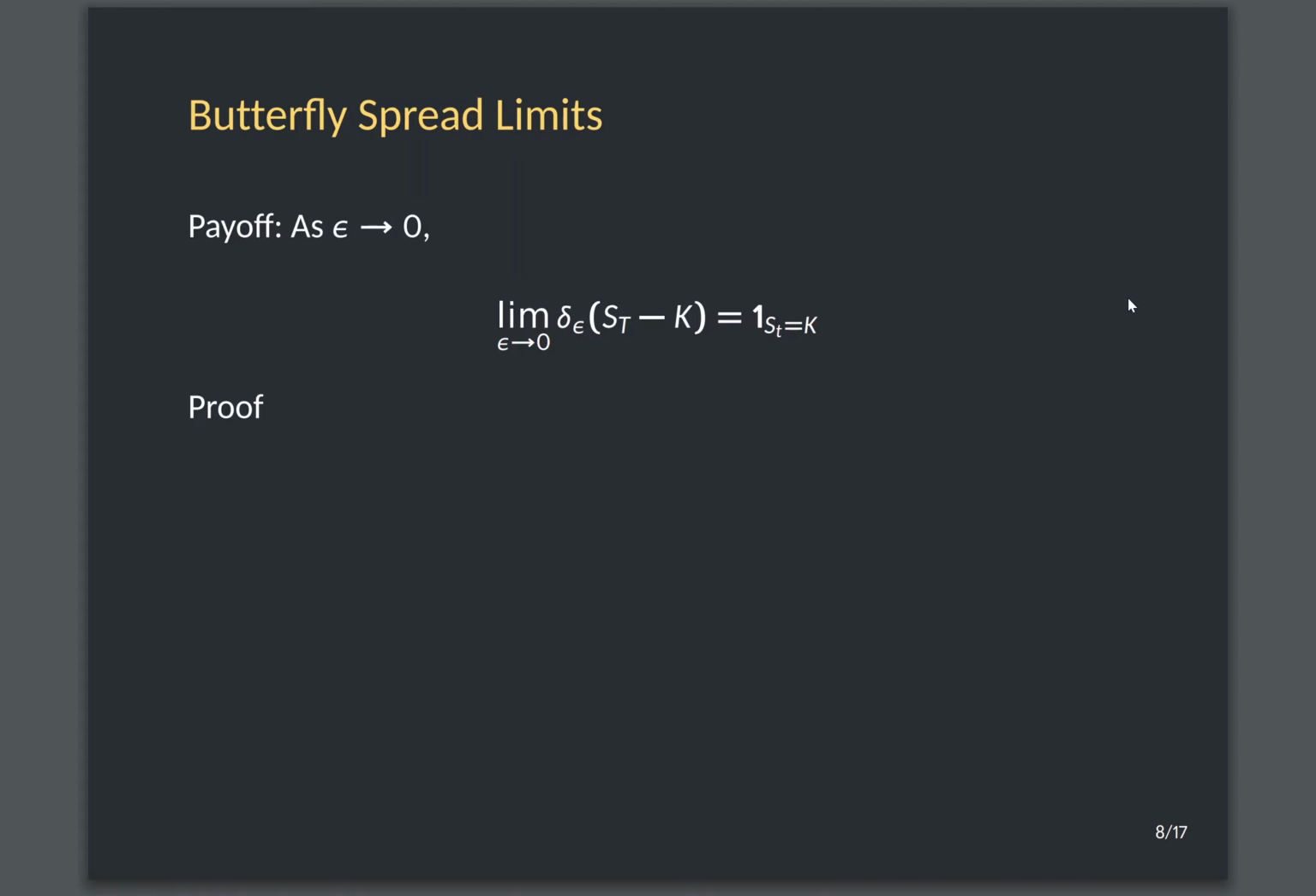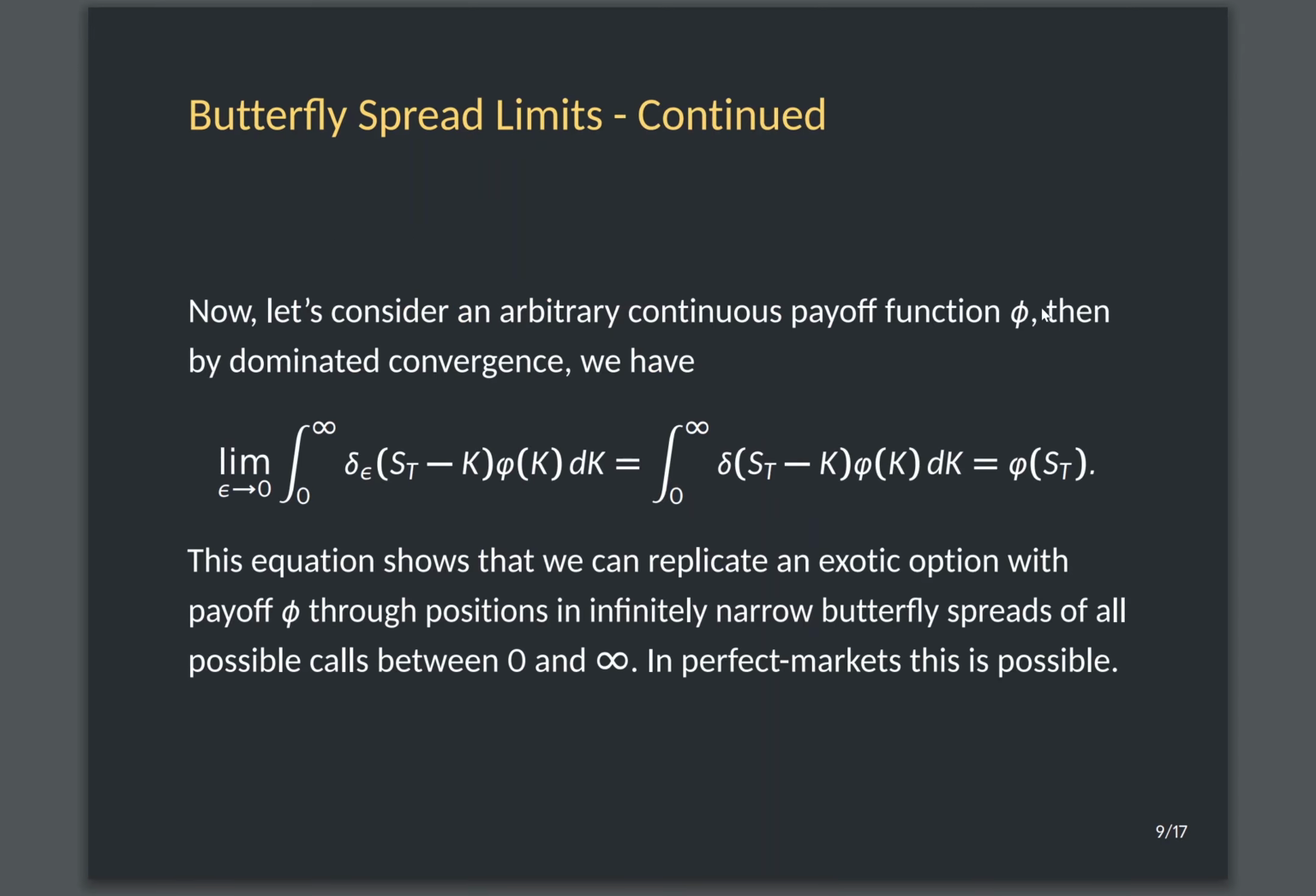Now, let's come back to our problem. Considering an arbitrary continuous payoff function phi, we have that phi multiplied by the payoff function of the butterfly spread is a continuous function on a compact interval, since the payoff function of a butterfly spread is non-zero only in a compact interval, K minus epsilon to K plus epsilon. Hence, the product of these two is a continuous function on a compact interval and is thus bounded. By the dominated convergence theorem, we can switch the limits and the integral.